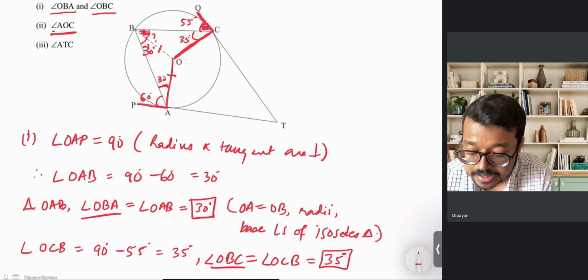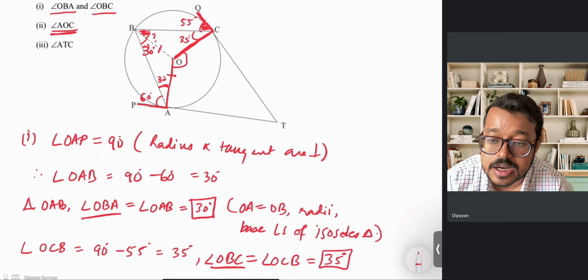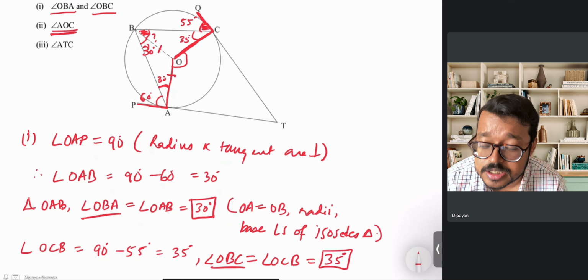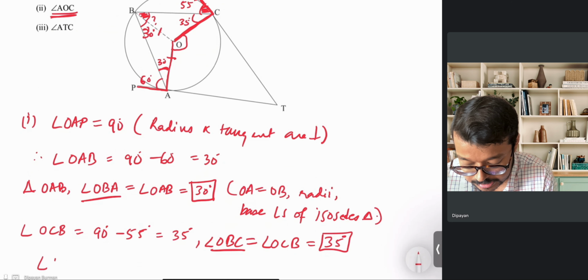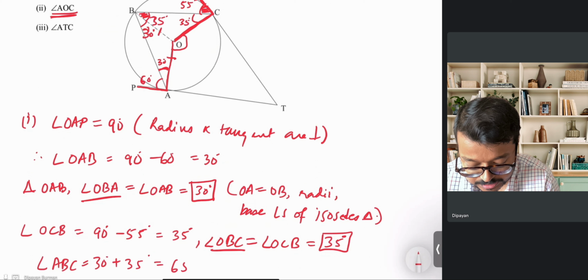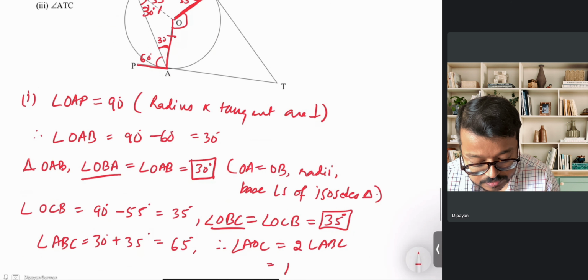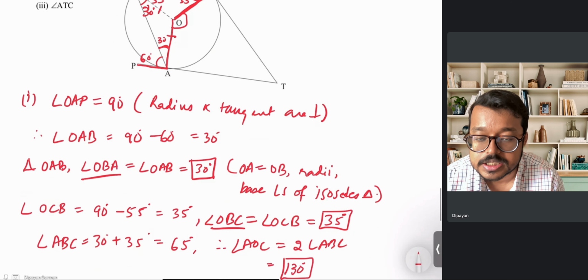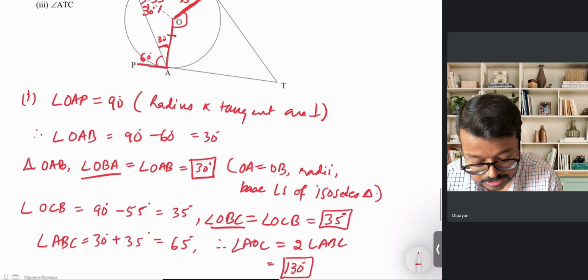Then they're asking to find angle AOC. Angle AOC is the angle subtended by arc AC at the center. So that is double the angle ABC. So I will say that angle ABC is 30 plus 35, which is 65 degree. So therefore angle AOC is 2 times angle ABC, which is 2 times 65, is 130 degree. And you need to write the reasoning which we have seen before. So that is angle AOC, which is 130 degree.